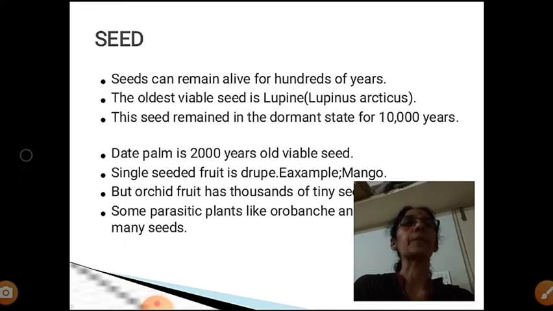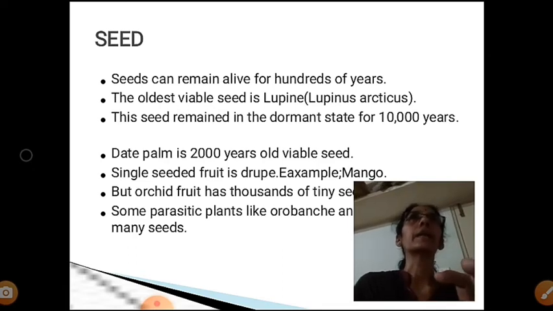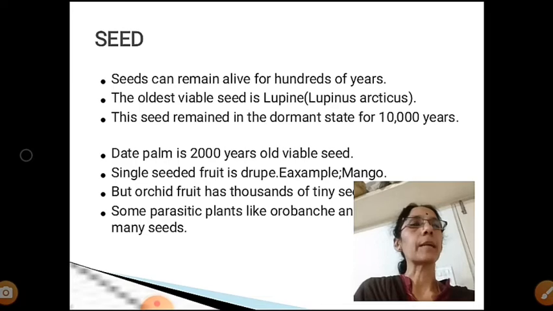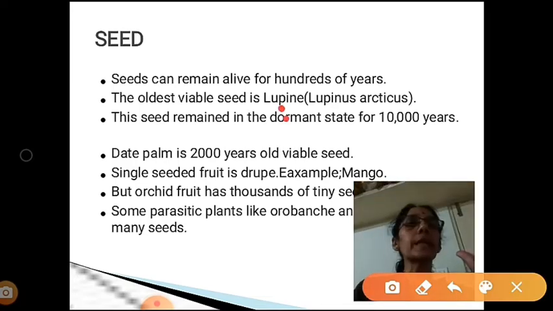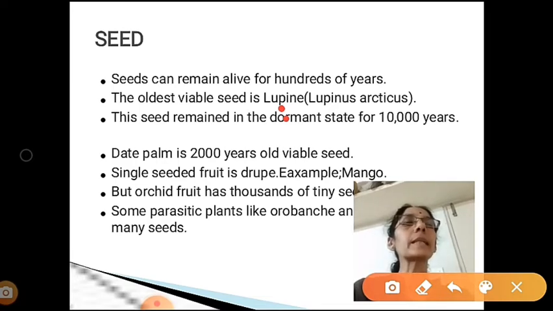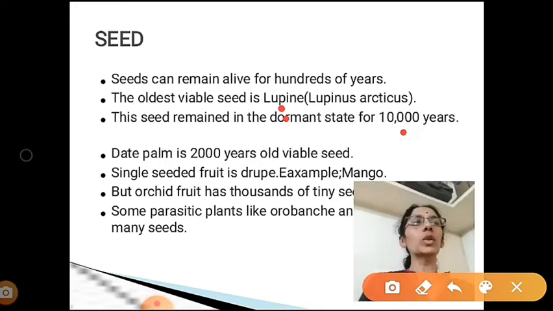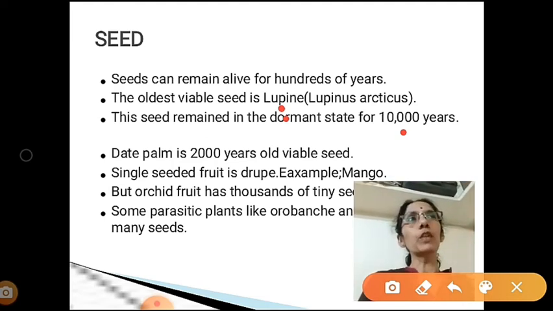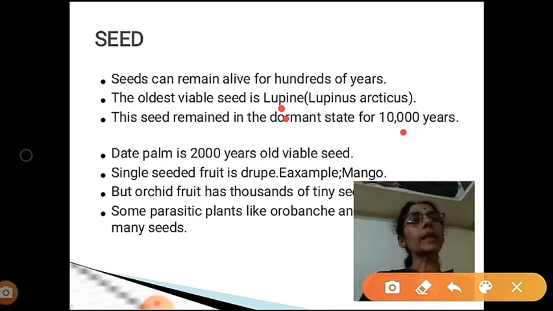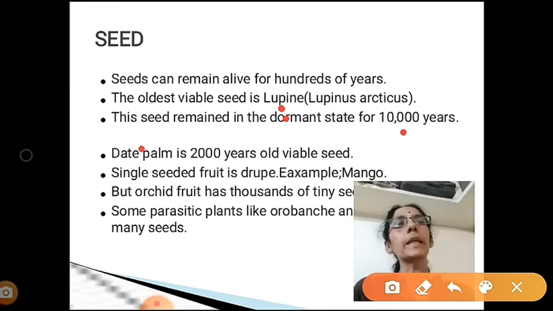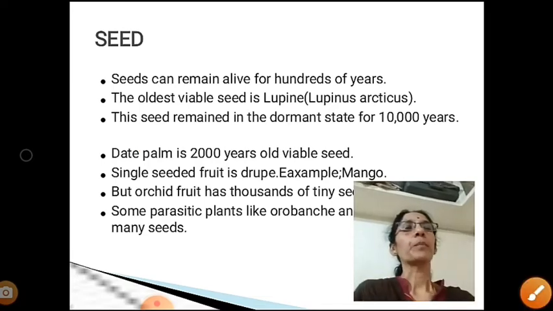That is called dormancy. For example, in some plants, the seed remains in a viable condition, or remains alive, even for hundreds of years. Take a plant namely lupin. In this plant, the seed remains in the dormant state for about 10,000 years. After 10,000 years also, it can germinate and form a seedling. The scientific name of this lupin is Lupinus arcticus. Likewise, in the case of date palm, the seed remains in the dormant state for about 2000 years.